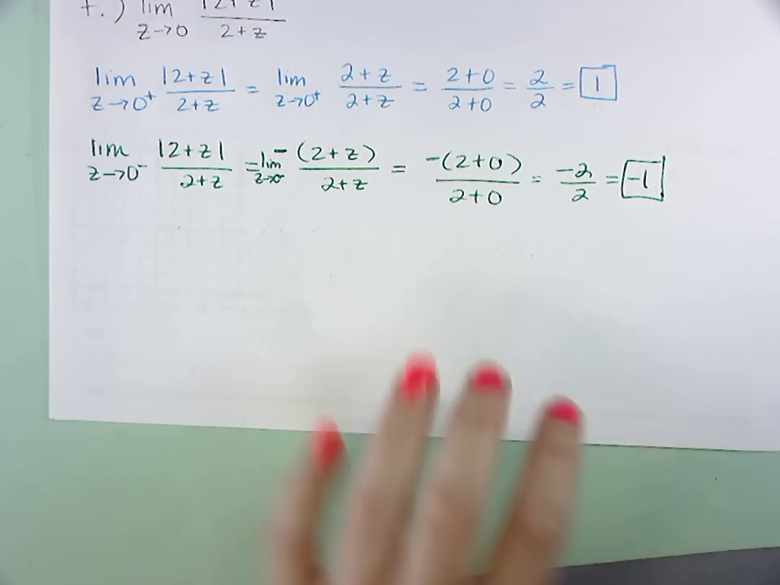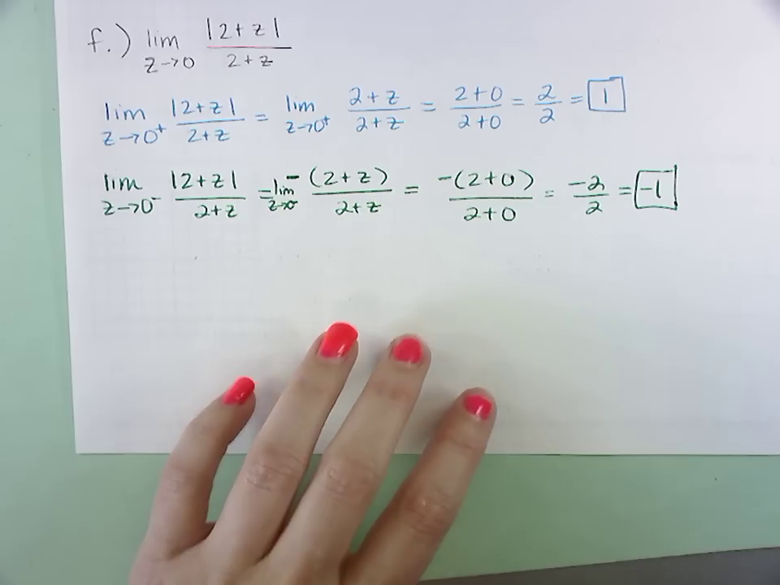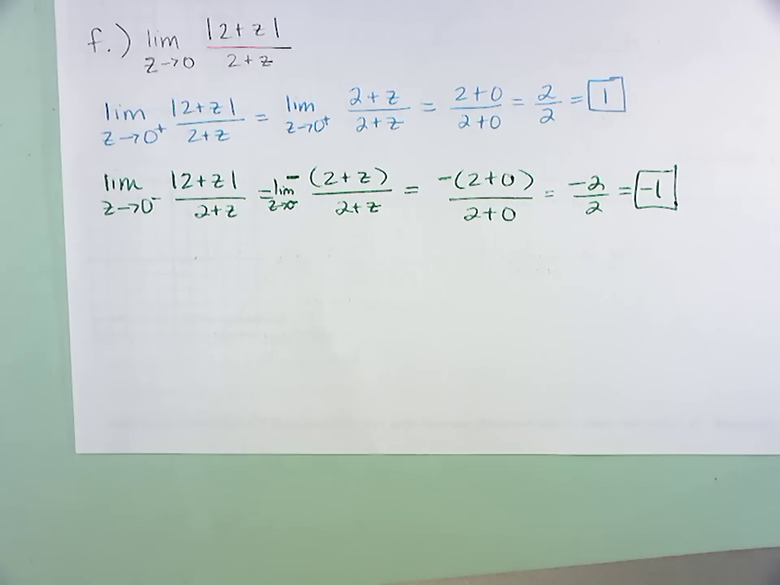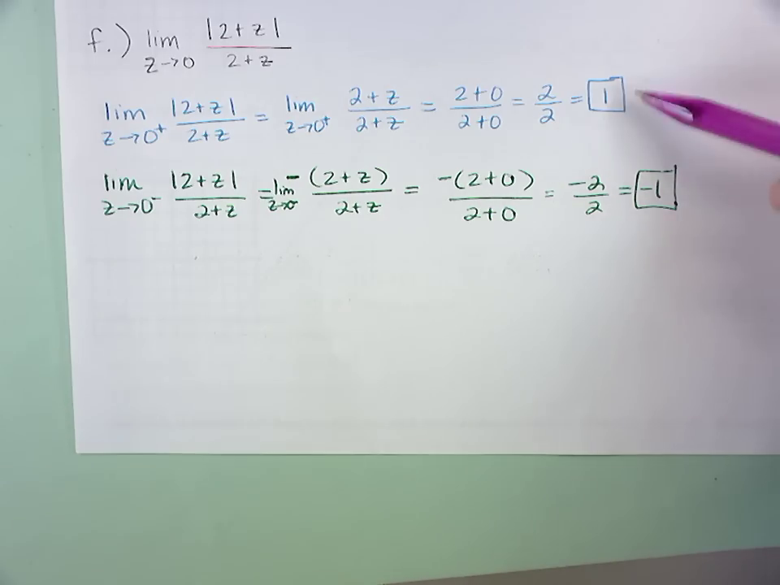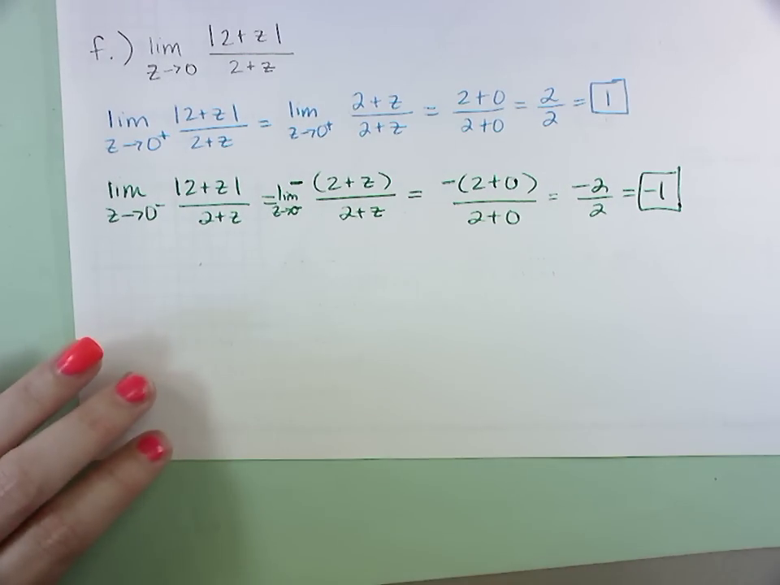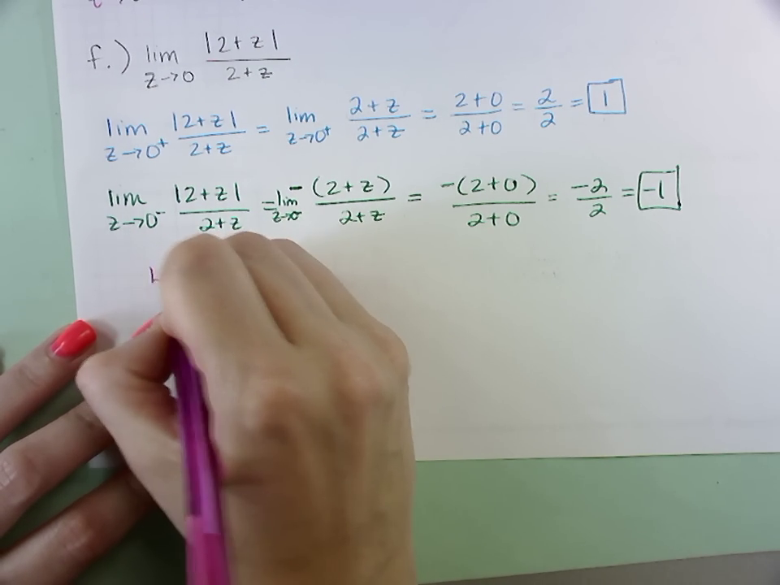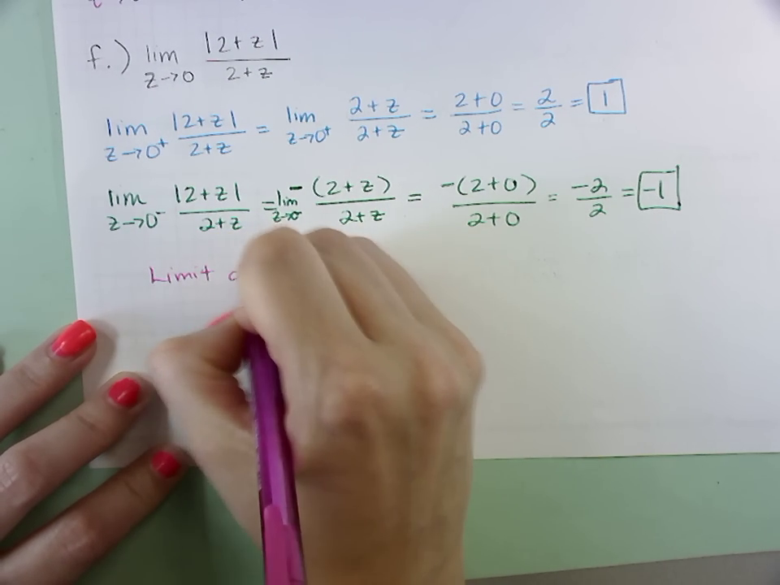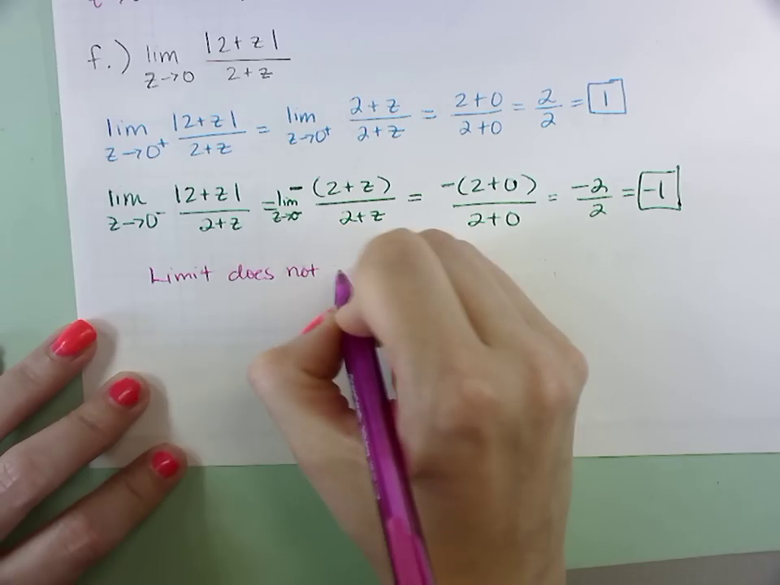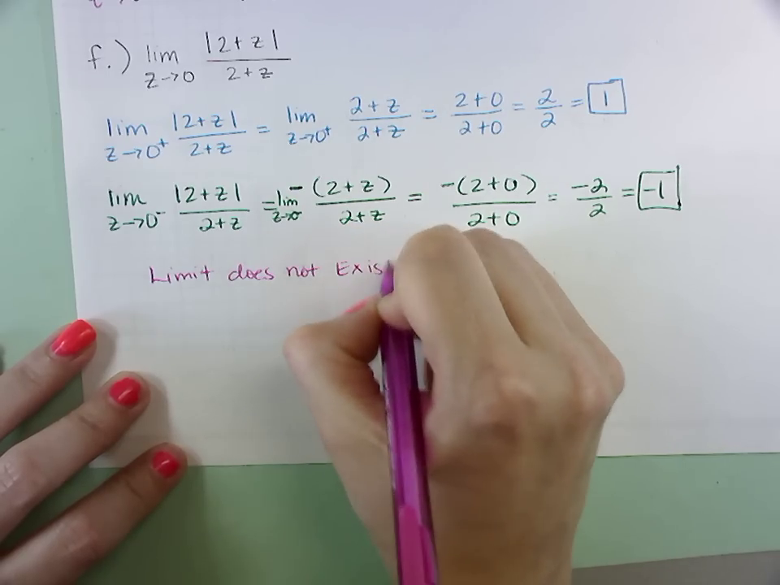Not necessarily, it does depend on your values. Because one is 1 and one is negative 1, what do we say about our limit? Okay, so this original limit does not exist, because the left and right limits are different.